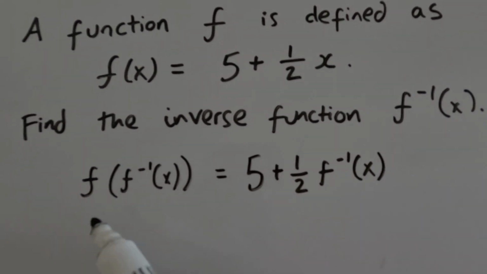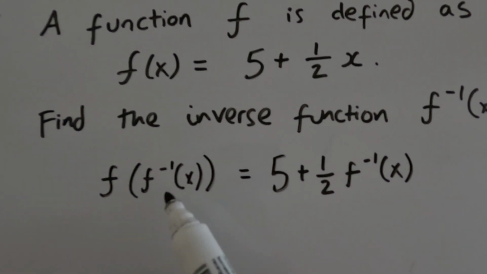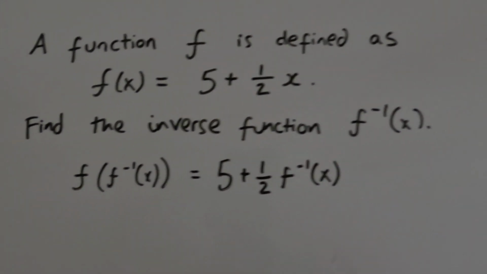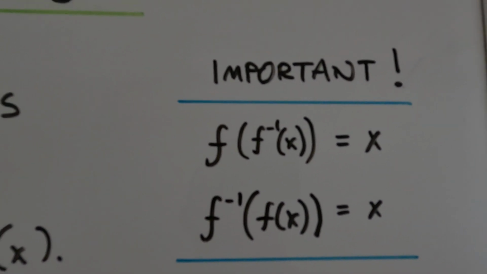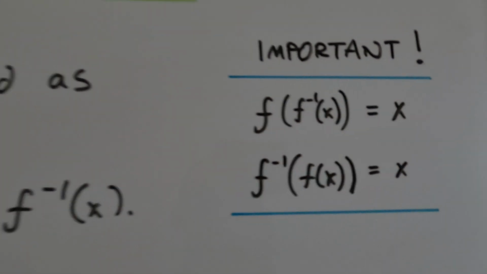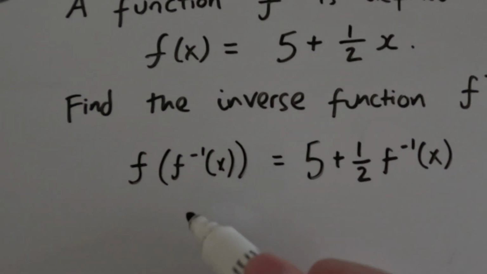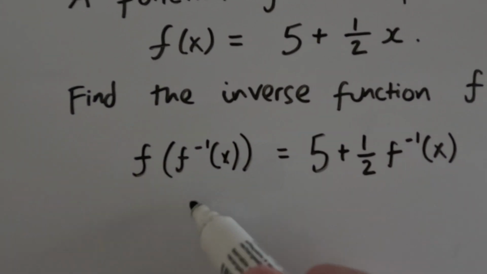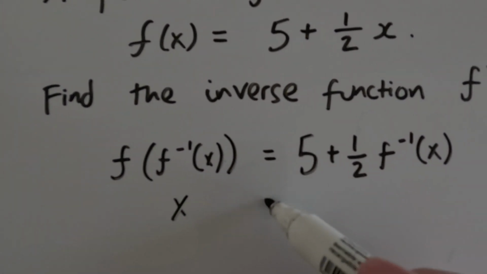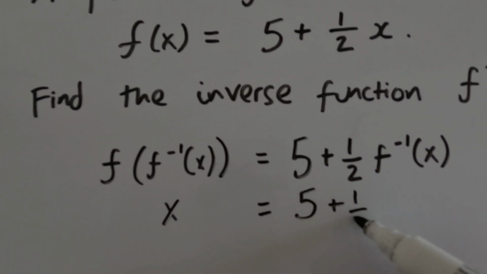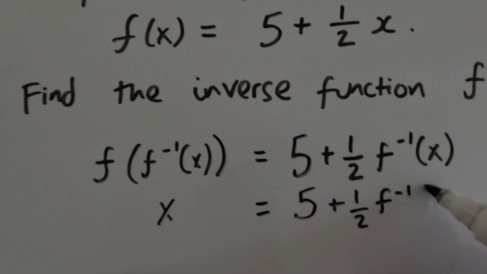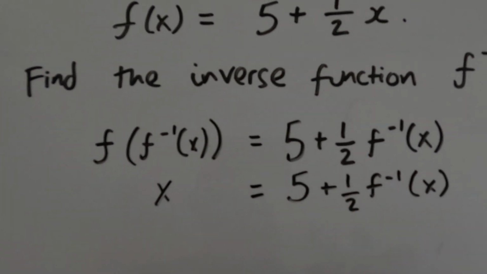Now we know what this is. This is equal to x. It's the first one here. This is just f of its inverse, so it's just x. So x is equal to 5 plus a half of f minus 1 of x.